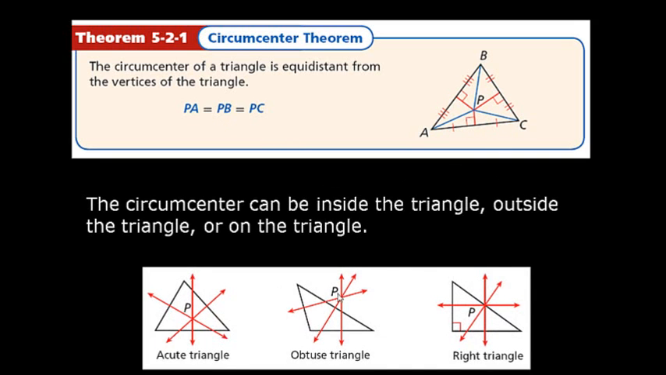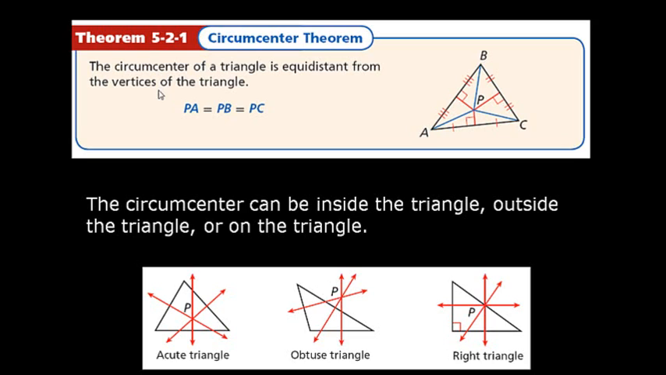And here are three other different triangles that they've drawn for you so that you can see what it could look like. It says here that the circumcenter can be inside the triangle, it can be outside the triangle, or it can be on the triangle. So this point can be located anywhere.